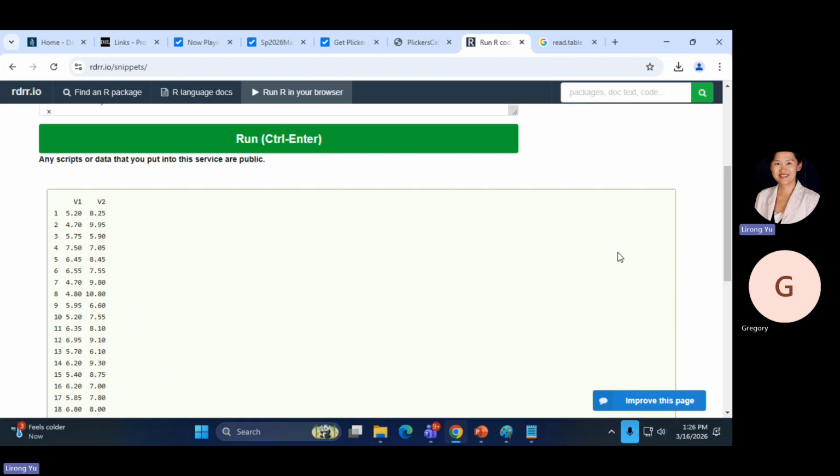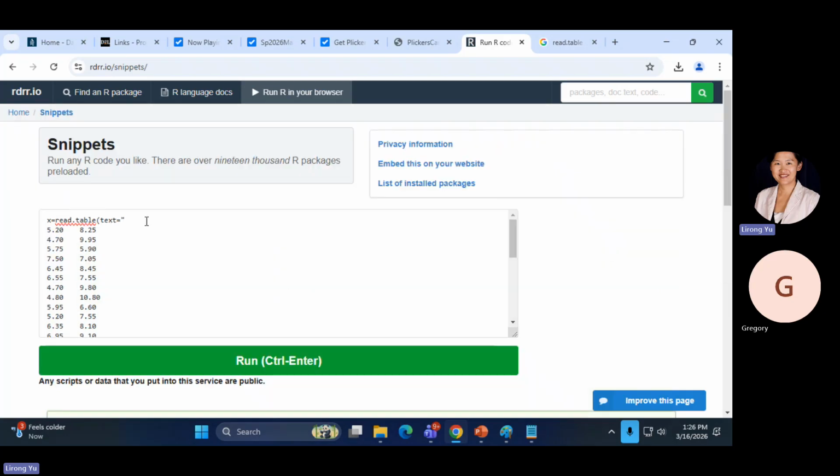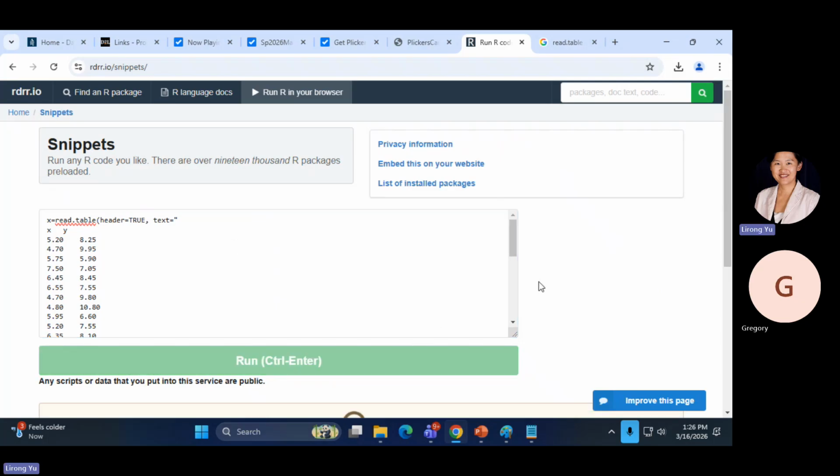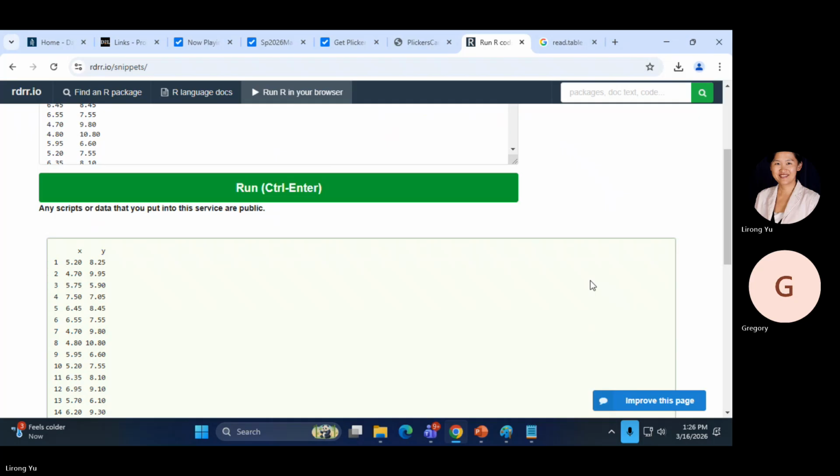So one thing we can do is actually add headers, so we know which one's X, which one's Y. So X and then Y. And that way you also have to explain that you do have a header, you go header equal to true. That way when we run it, we actually have the header in the output. So that's what happened after.